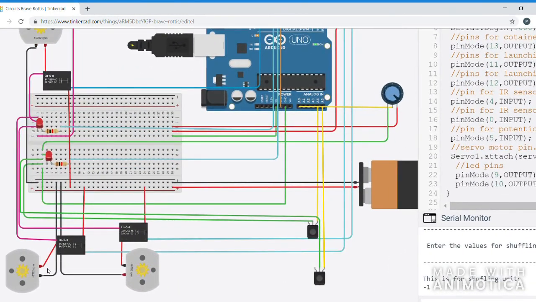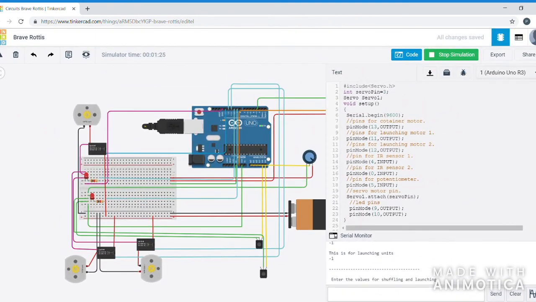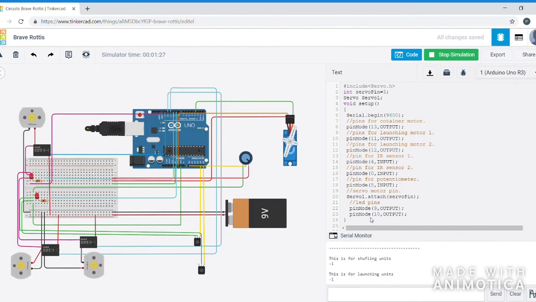Here in the launching part, you can see that the left side motor is rotating in anti-clockwise direction and the right side motor is rotating in clockwise direction. And if I enter some positive value for shuffling, and let the default values for launching, it will turn off the shuffling part.